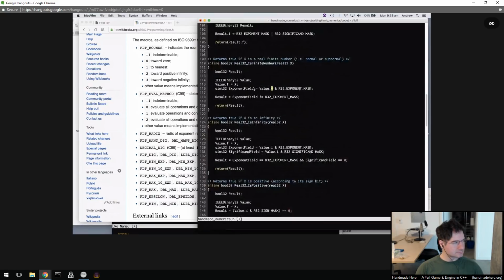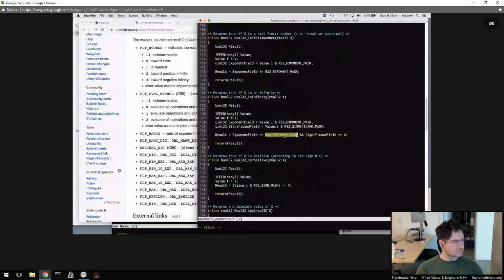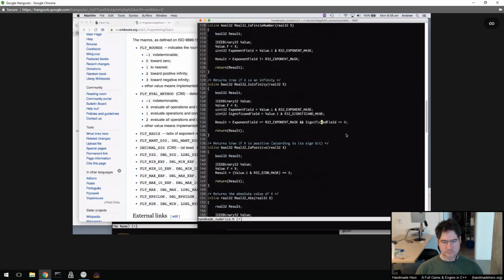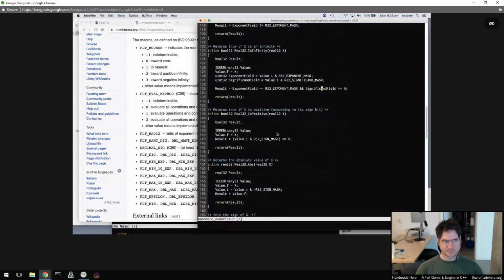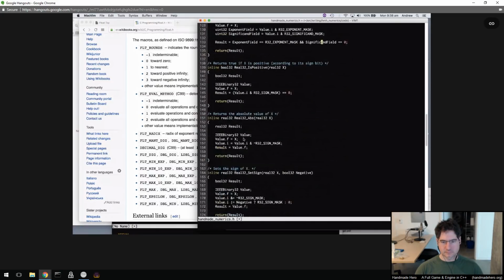It's infinity if the exponent field is the special all ones pattern and the significand field is 0. This is true if the number is positive according to its sign bit. Of course, if it's not a number, then the sign bit doesn't mean anything, but that's all right. So here's the first useful operation, if you like.